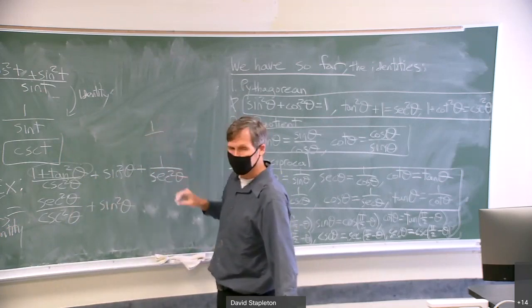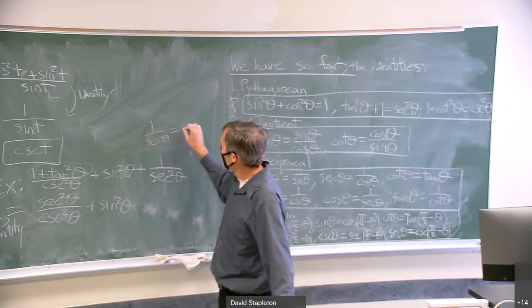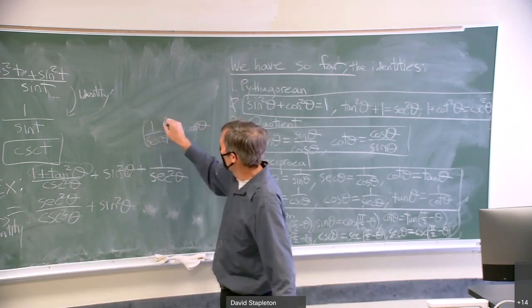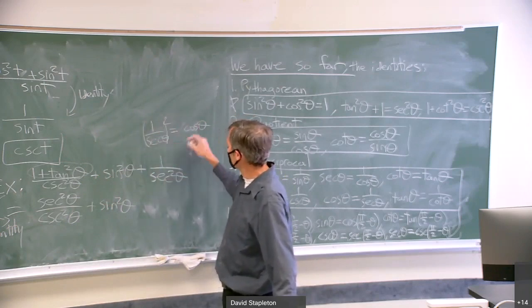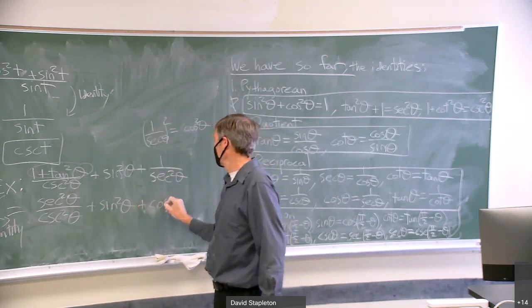What is this? Cosine squared? Yeah. 1 over secant theta, we recall, is cosine theta. That's a reciprocal identity. So if I square this, 1 squared over secant squared is 1 over secant squared, I'll just get the square of this. So this one is cosine squared.